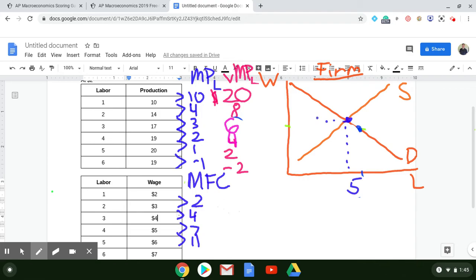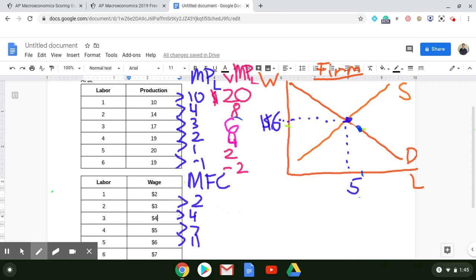We'd have to pay that guy $6. But that's not what's going to happen here. Instead, look, the marginal factor cost is $4 for the third person, and then $7 for the fourth person.